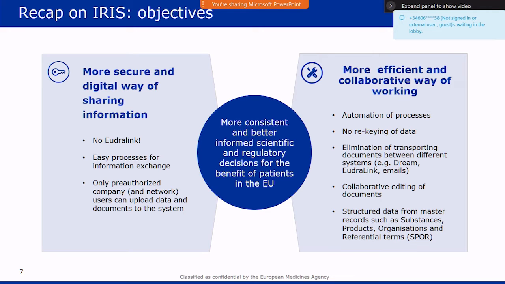So we are trying to move away from UdraLink. As you know, at the moment we are using UdraLink to communicate with companies quite heavily. So we are trying to move away from this. We are trying to automate our processes, avoid having to rekey information, offer a platform where inspectors can collaborate together, and also connect with the master data management system at the agency. You might have heard of SPOR, which stands for Substances, Products, Organizations, and Referentials.